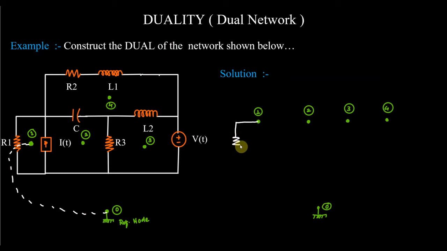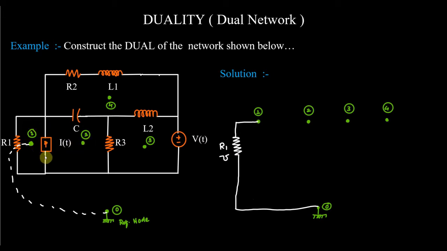So it is connected between 1 and 0. So this is the symbol of the conductance. And its value will be R1, and as it is a conductance you have to write it in mho. So the unit of the conductance is mho. Fine. Now there is no other element here.